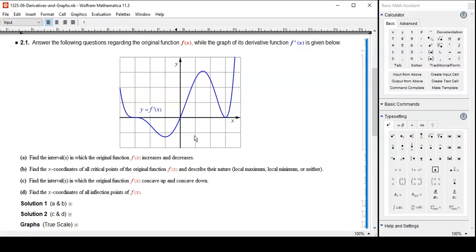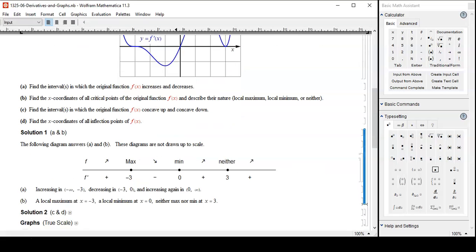How do you get it right? You have to look at pluses and minuses of this curve. That'll give you pluses and minuses of the derivative function. And from there, you can deduce the increasing-decreasing of the original function. It all summarizes into a single diagram like this.